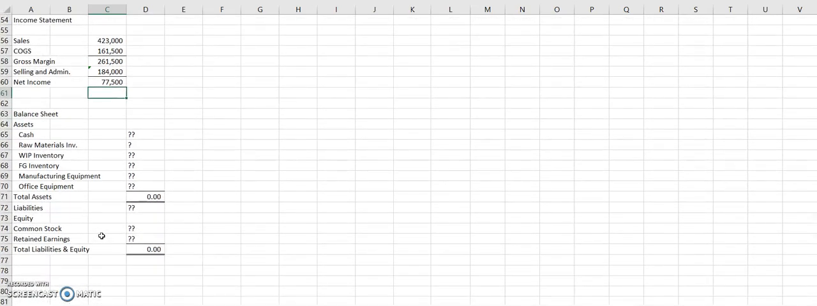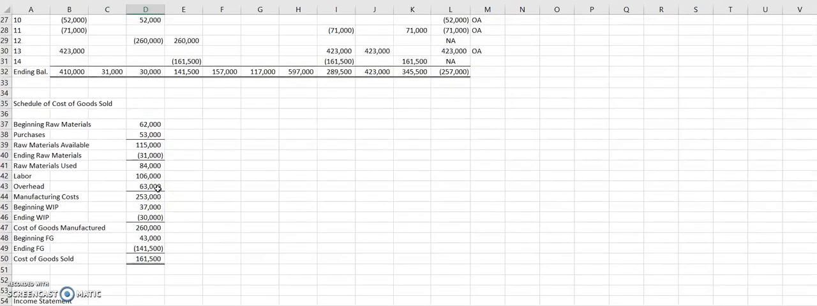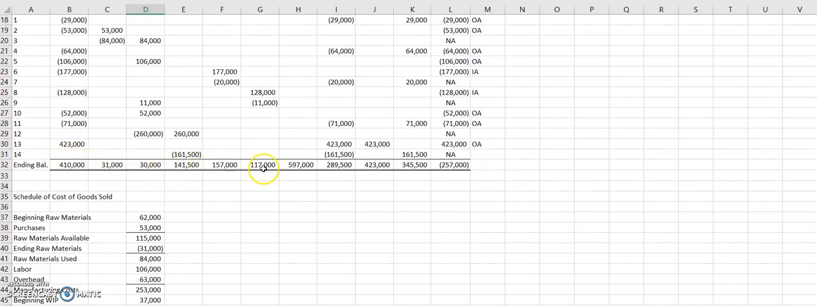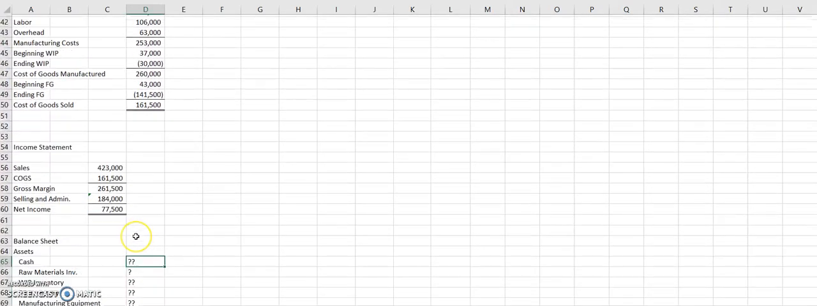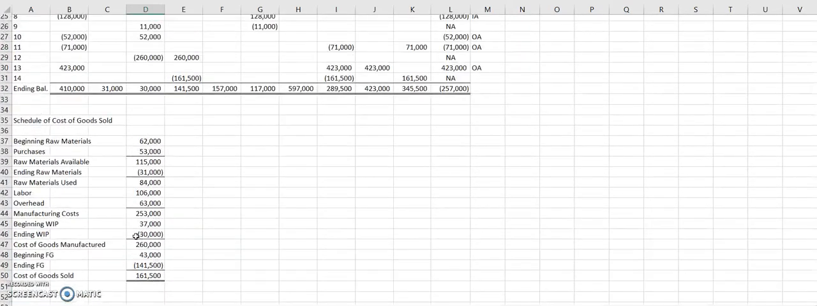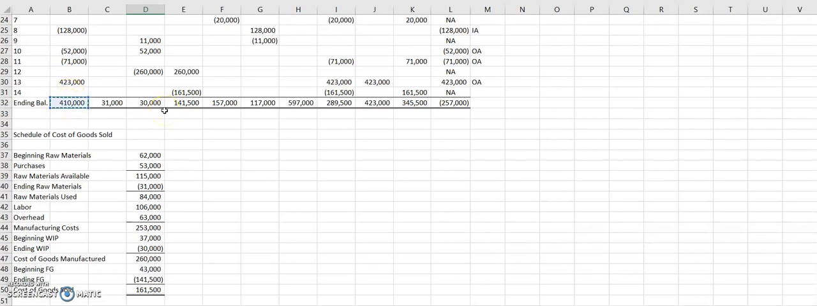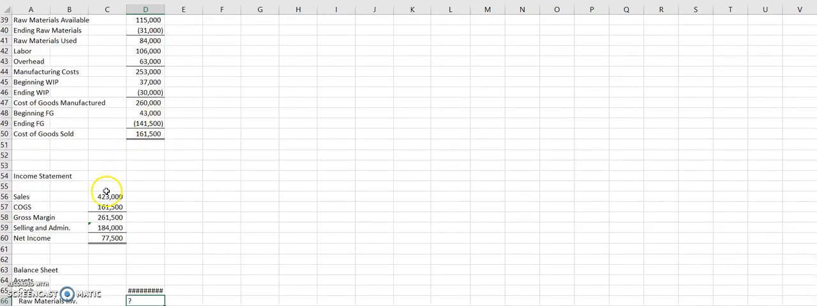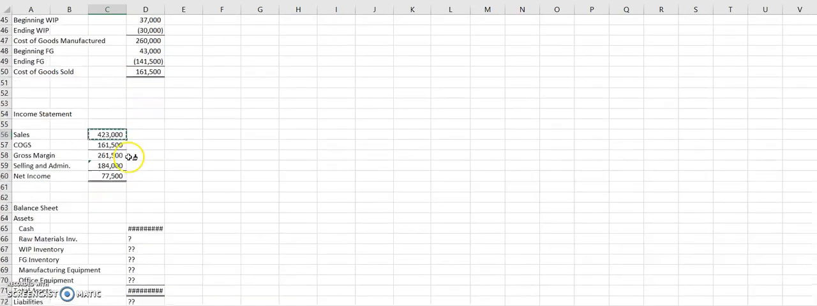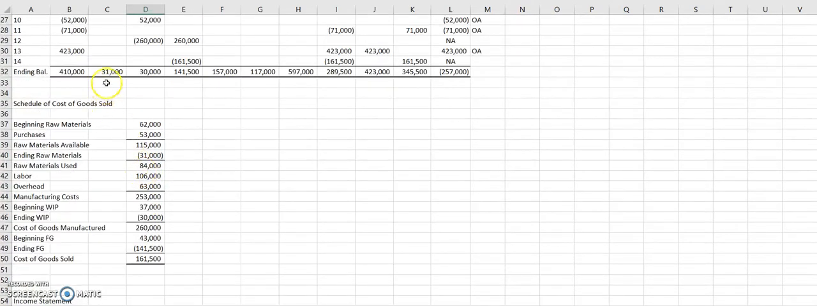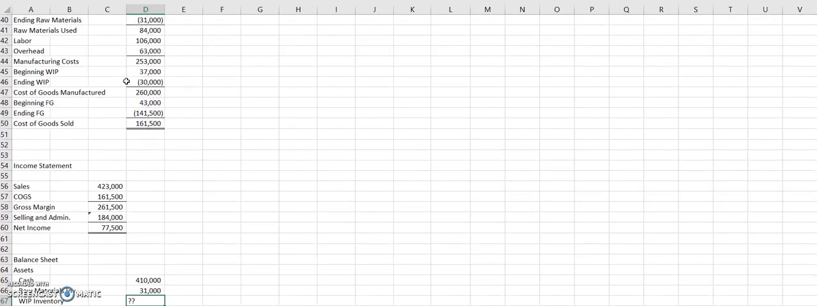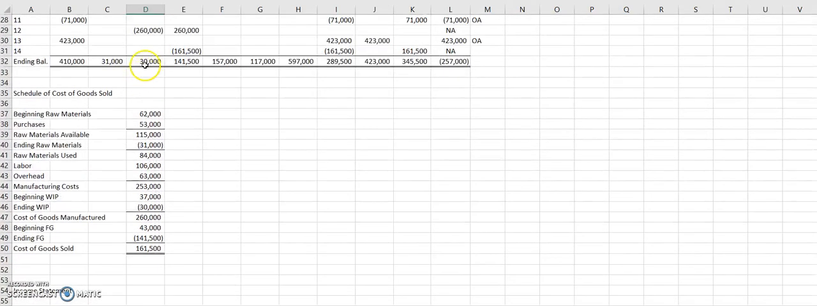Okay, very good. Let's take a look then at our balance sheet. Our balance sheet really comes together pretty easily. All we need to do is go back to our framework and just pull these ending balances that we calculated for each of our different accounts. So as we look at our cash account, we have an ending balance of $410,000. Let's again, sorry about the formatting here. Let's get those formatted as numbers so that we can read them. Our raw materials inventory, $31,000. Next door to that is our work in process.